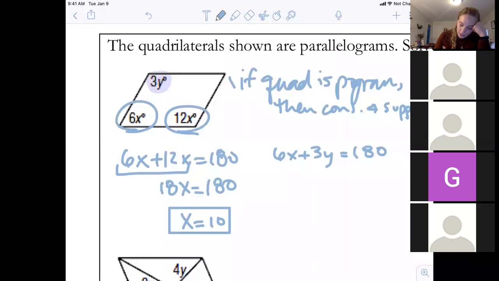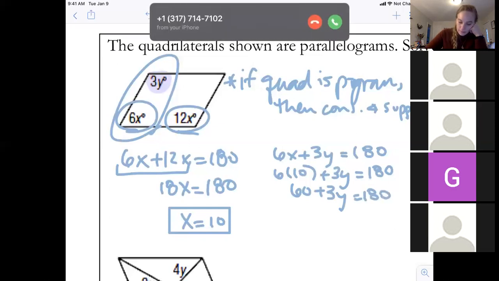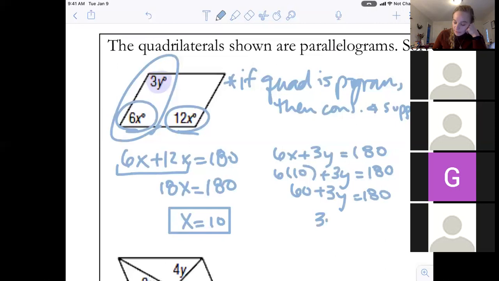Very good. I don't even have to write a whole new statement. The one that Allie gave for me on the very first one is the exact same reason we just used. Instead of using these consecutive angles, we use these consecutive angles. But either way you slice it, they're going to add to 180. I had to find x first because if I had an equation with x and y, I would not be able to solve. But I can replace x with 10 and I get 60 plus 3y equals 180. Minus 60 from both sides, and I get 120, so y equals 40. Awesome.